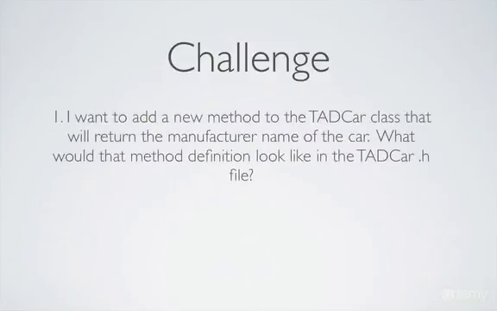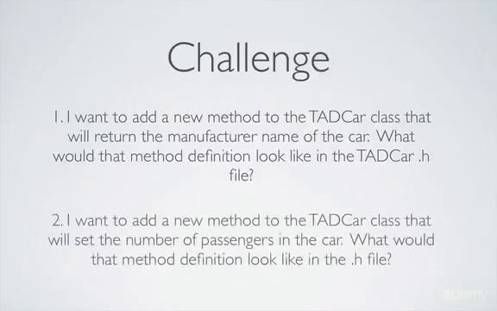For the challenge for this lesson, I have a few questions you should try to answer. Number 1. I want to add a new method to the tadcar class that will return the manufacturer name of the car. What would that method definition look like in the tadcar.h file? Number 2, I want to add a new method to the tadcar class that will set the number of passengers in the car. What would that method definition look like in the .h file? For those two questions, the name of the method isn't very important. Whatever you want to name it is fine. What is important is how you write it out and where you add it to the .h file.